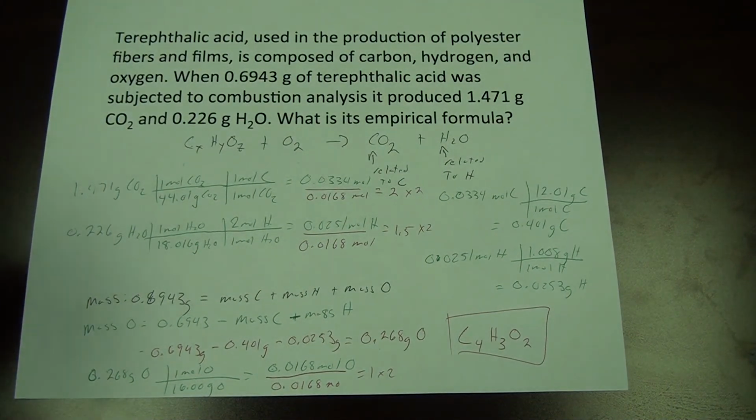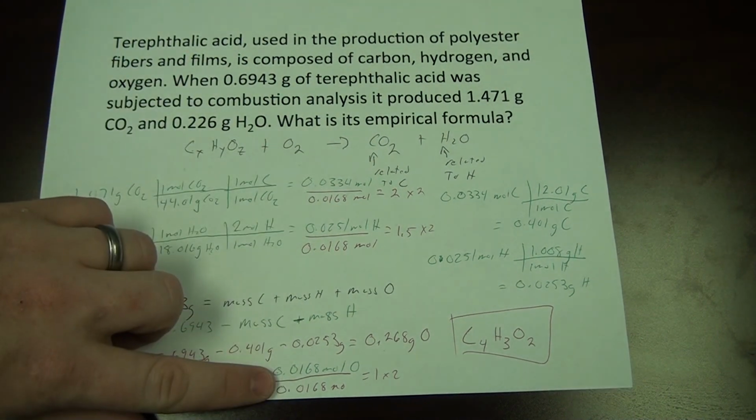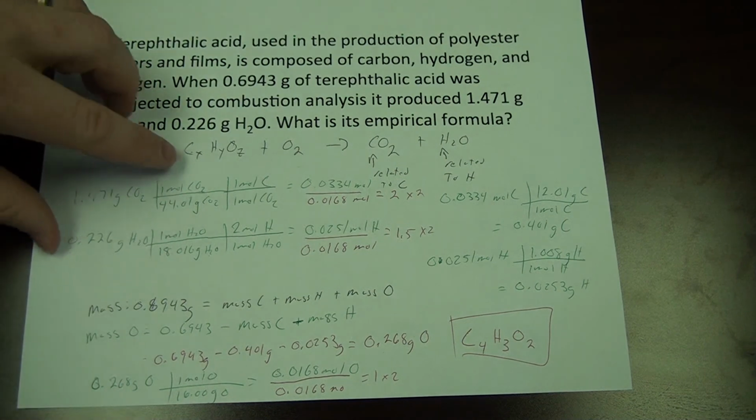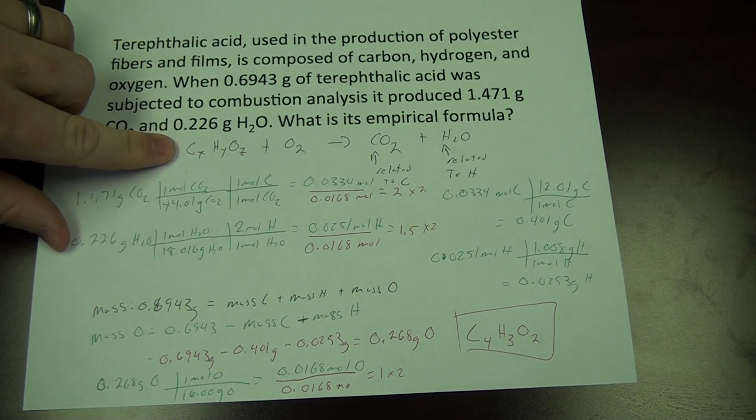So when we do a combustion analysis, it's a little bit more complicated, but we end up figuring out the moles of everything that's present, and divide by the smallest one, because the empirical formula is the smallest whole number ratio of moles.